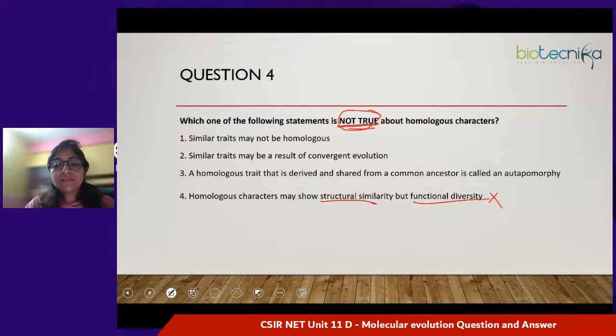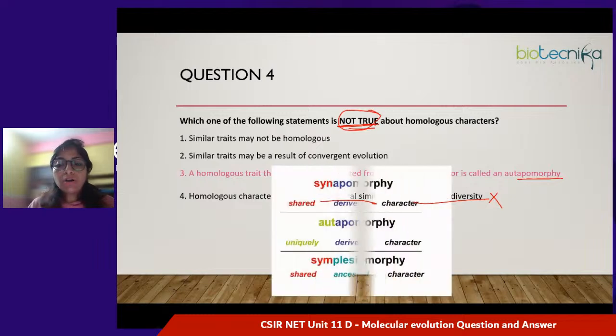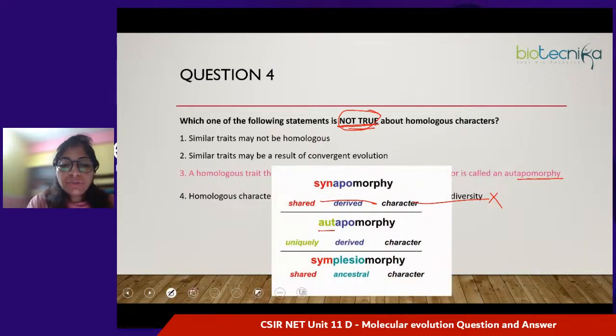So, a homologous trait that is derived and shared from a common ancestor is called autapomorphy. We have talked about this in the class also. Aut means unique, apo means derived, morphy is a character. Now, what is a uniquely derived character? So, A is giving rise to B and C, two descendants. Suppose A is passed from the ancestor, so A is a character which is passed from the ancestor to both the descendants.